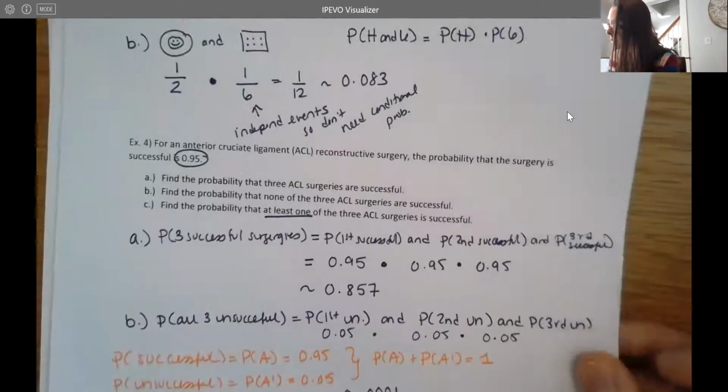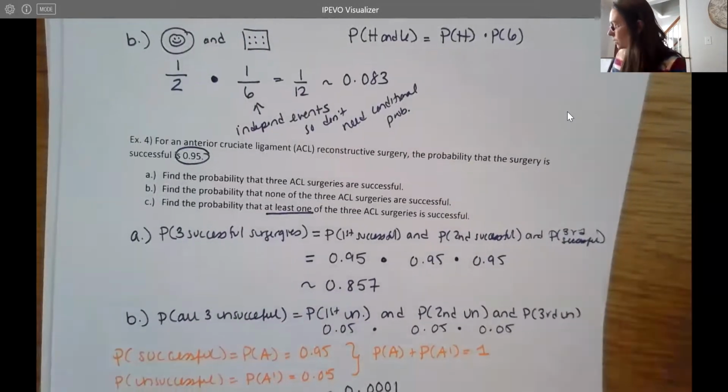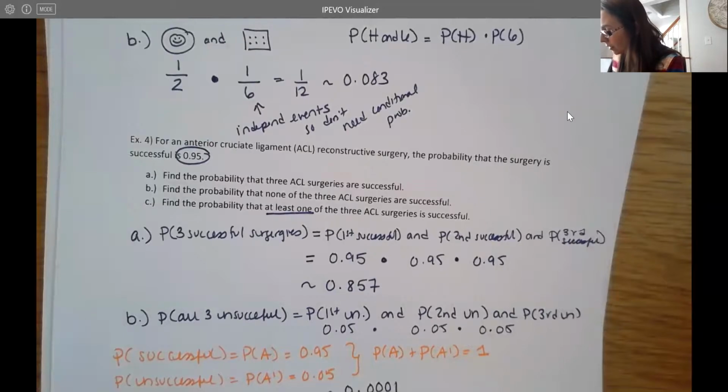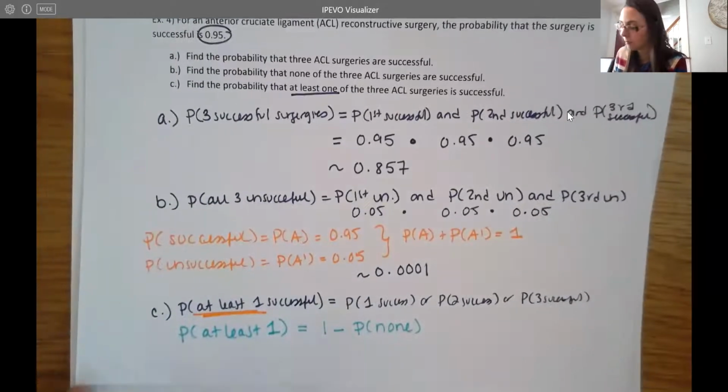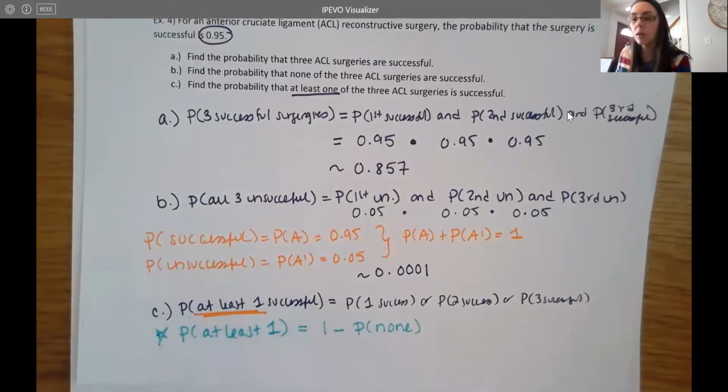So what you're going to do, use a different color for a second. And I want you to highlight this formula because it gets used a lot. So the probability of something being at least 1 is the same thing as 1 minus the probability of none. And we use this idea a lot.